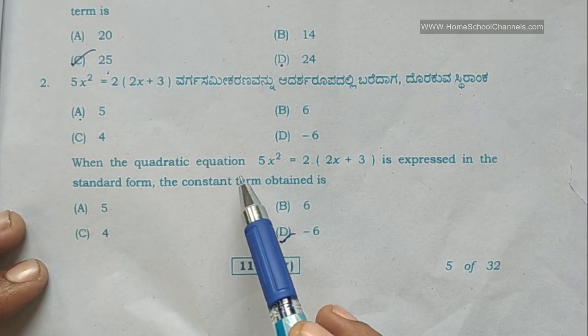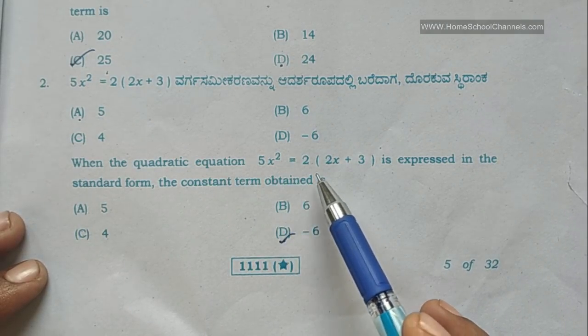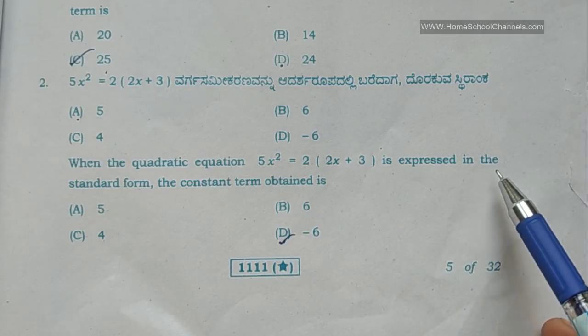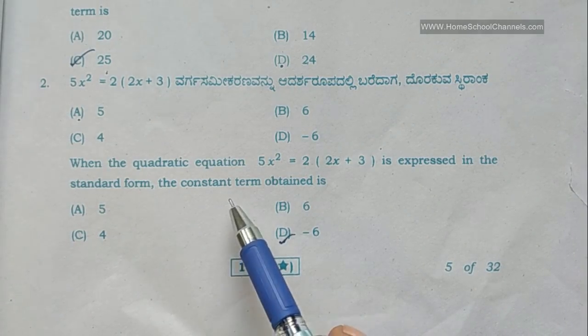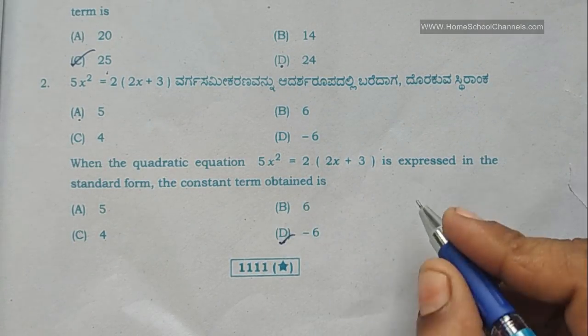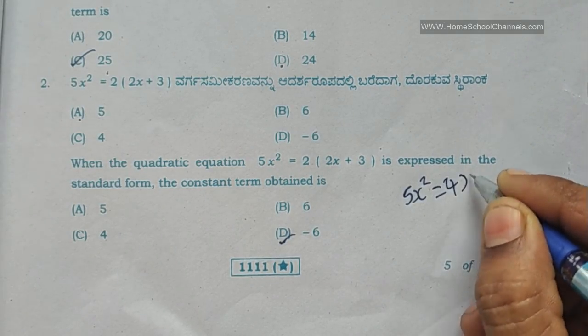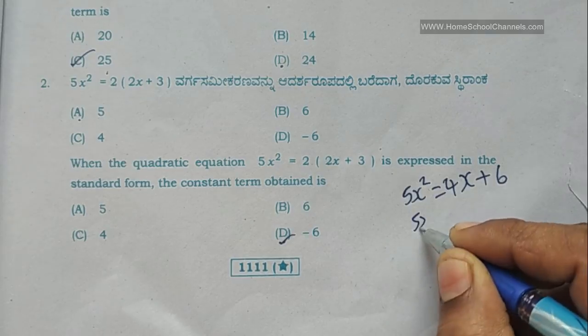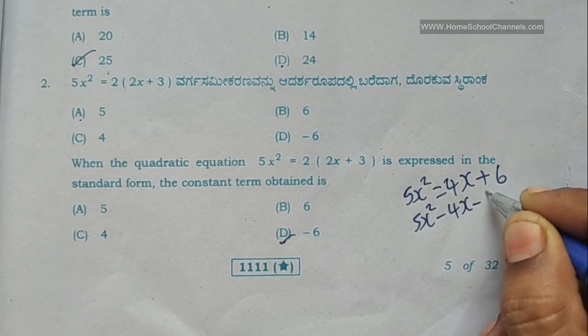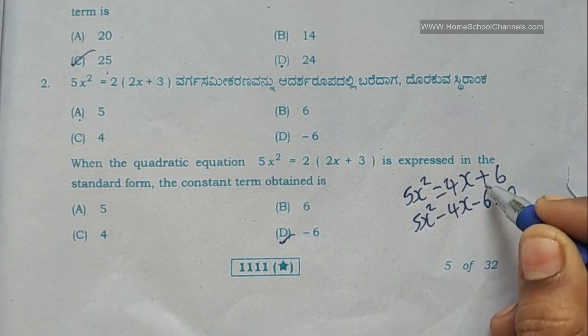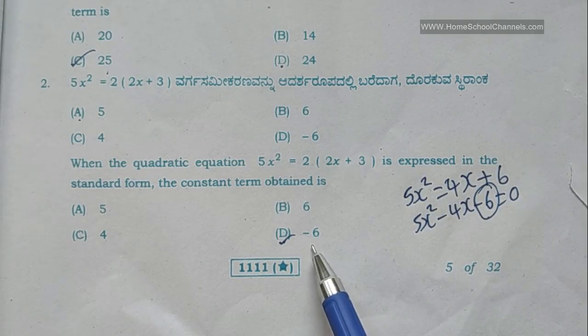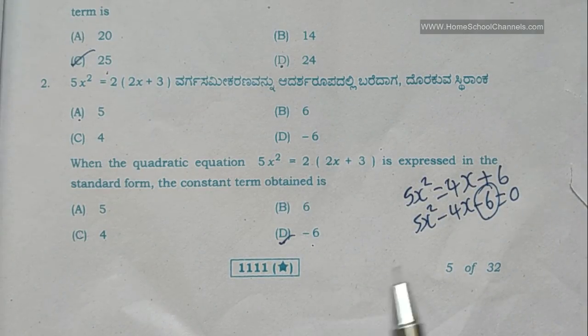Second one, when the quadratic equation 5x square is equal to 2 into 2x plus 3 is expressed in the standard form, the constant term obtained is, you need to simplify this. 5x square is equal to 4x plus 6. 5x square minus 4x minus 6 equal to 0. Constant term, it is minus 6. So your option is option D.